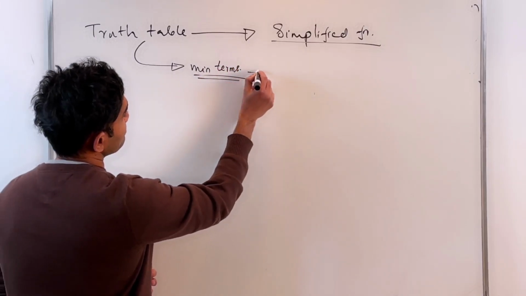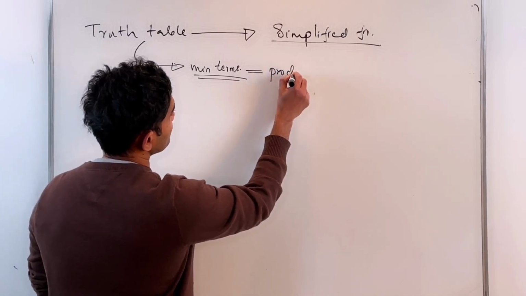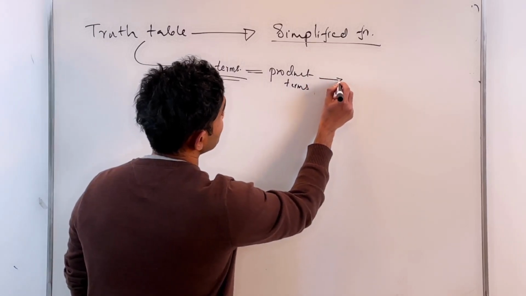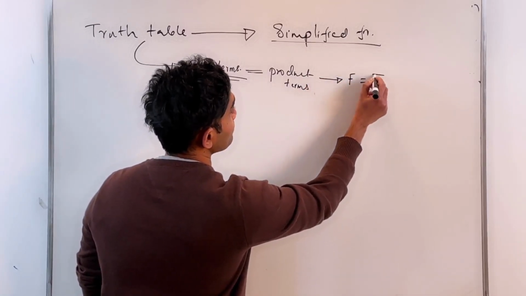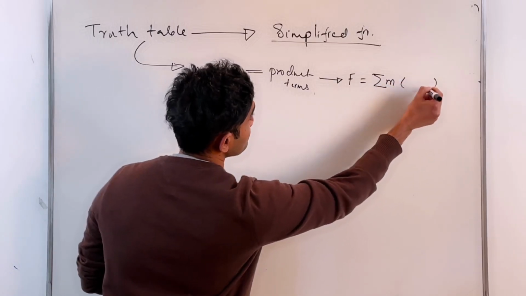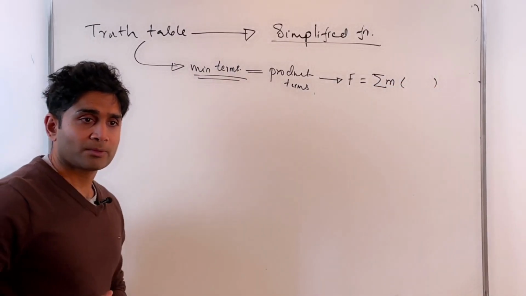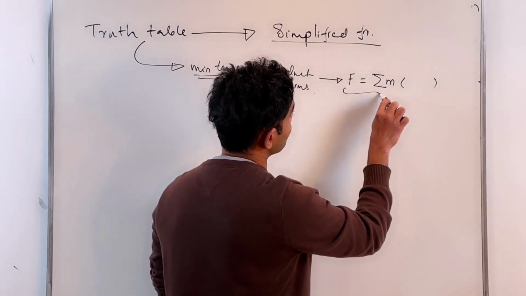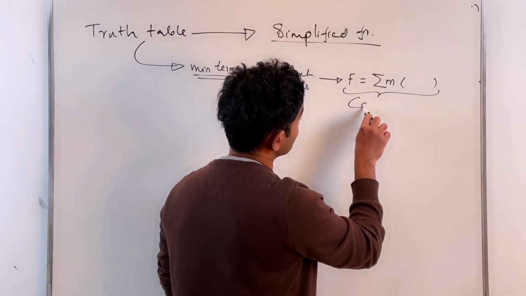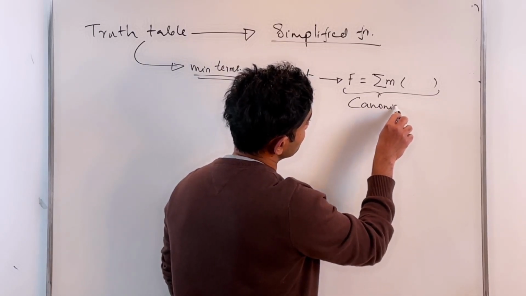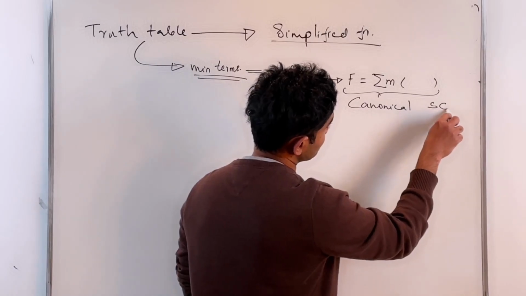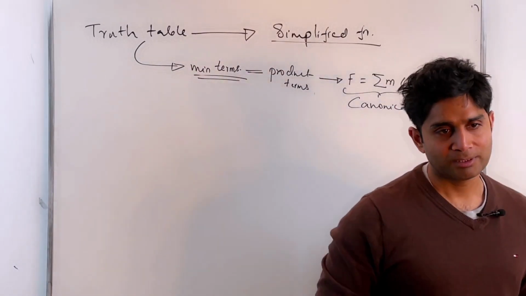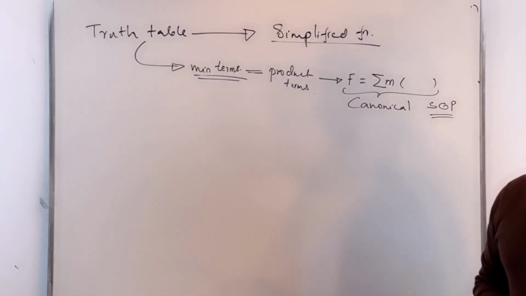Minterms, which are your product terms between the inputs. And we can express the function as a sum of minterms. Right? And when we express the function as a sum of minterms, we call that the canonical sum of products expression. Okay? And we would use the Boolean identities to simplify the canonical sum of products expression.